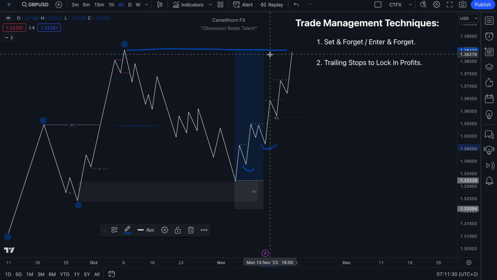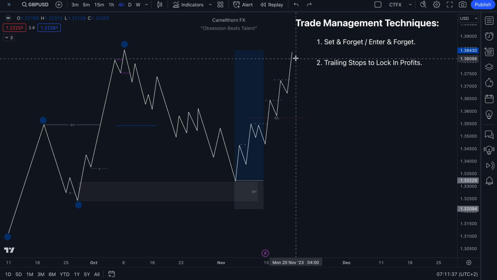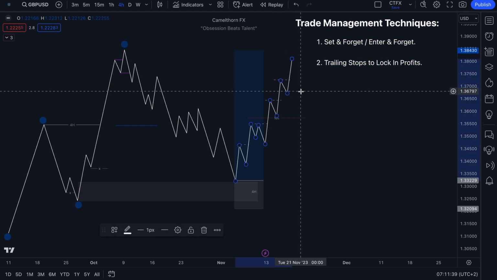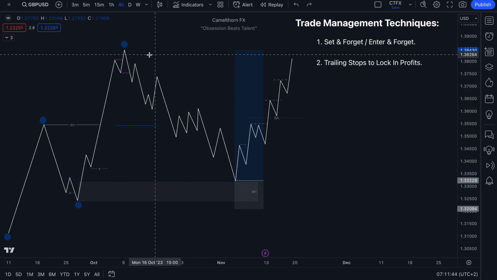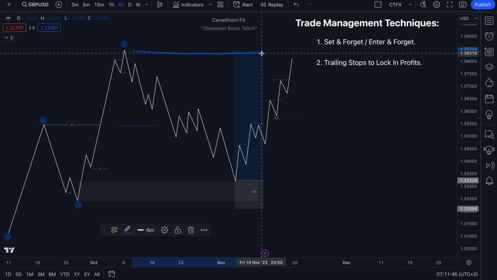Now, one of the main reasons why you'd want to incorporate this particular trade management style is because there is obviously no guarantee that price action after entering your position will reach your full TP target.